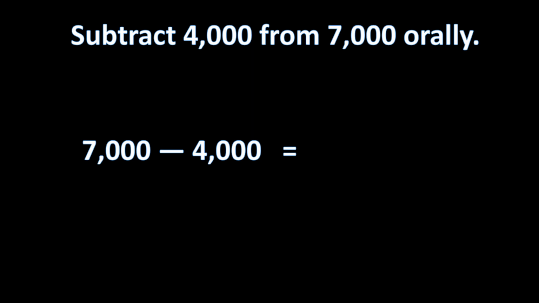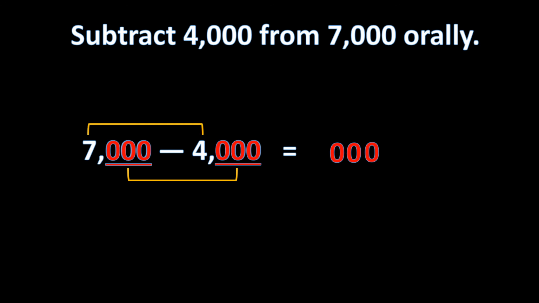Let's try one more. Subtract 4000 from 7000 orally. So, first we will write 7000 minus 4000. Look in the ones place, tens place and hundreds place in 7000 and 4000. Can you tell me how many zeros in each? Yes, 3 zeros. And we know that 0 minus 0 is equal to 0. Again 0 minus 0 is equal to 0 and 0 minus 0 is equal to 0.